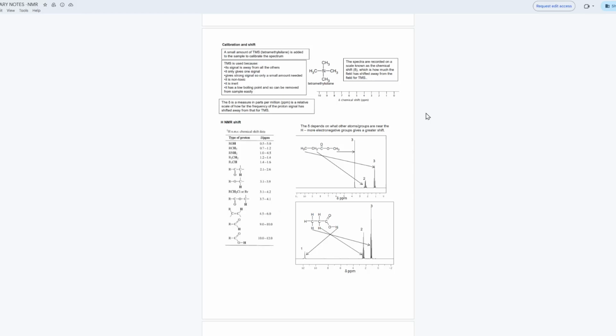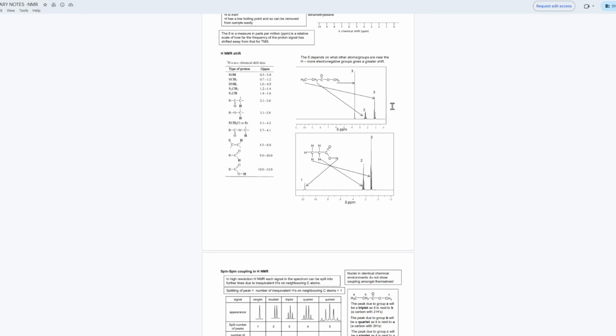I don't know why, it only gives one signal. It gives a strong signal, so only a small amount is needed. That's, I think, the 12 thing, because there's 12 hydrogens in the same environment, so that's why it's strong. It's non-toxic, it's inert, so it won't react with anything, has a low boiling point, and can be removed from a sample easily. So that makes sense. All these things are required: non-toxic, inert, low boiling point, so it can be added to a lot of stuff.